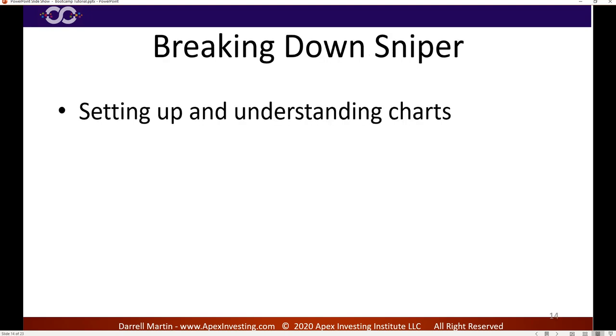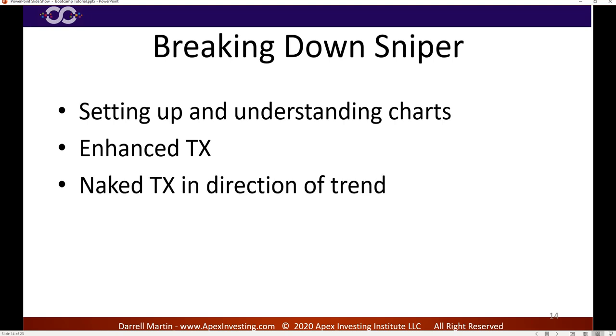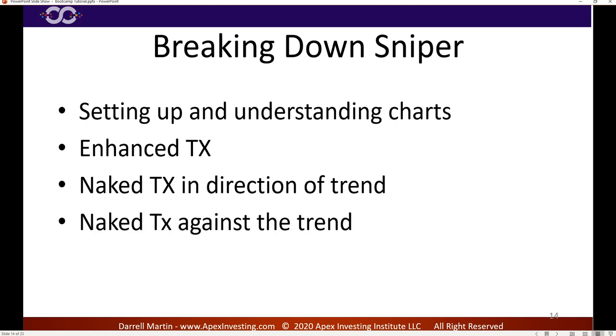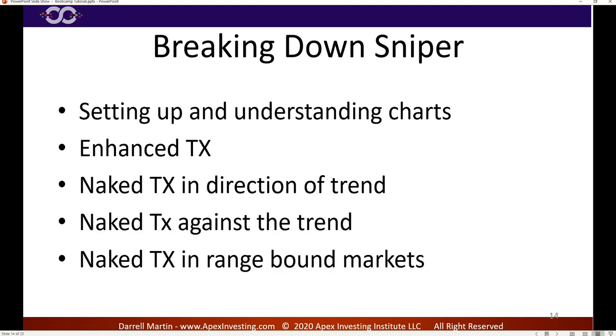So again, breaking down the sniper, like I said, it's all about setting up the chart and then understanding what's on it, the enhanced TX trade, then learning the naked TX trade with a trend, the naked TX trade against the trend, then the naked TX trade in range-bound markets. If you try to learn all 4 of those trades in one day and then hop in the room and start trading them, do you think you might mix up some rules? Do you think you might get it backwards or forwards about divergence, or wait, this is a range, wait, is that trending or not? Wait, that, right.